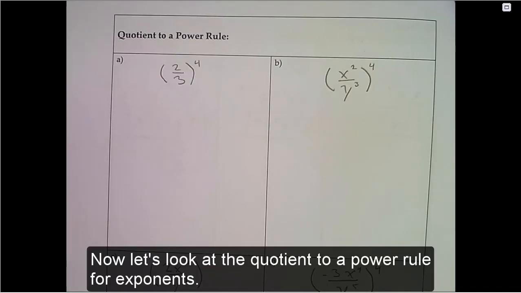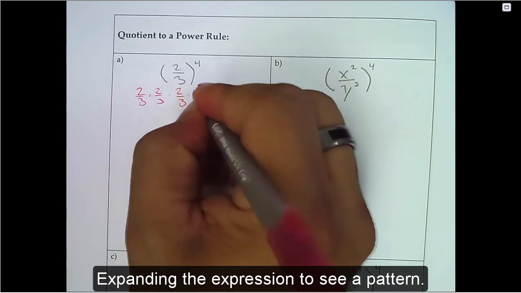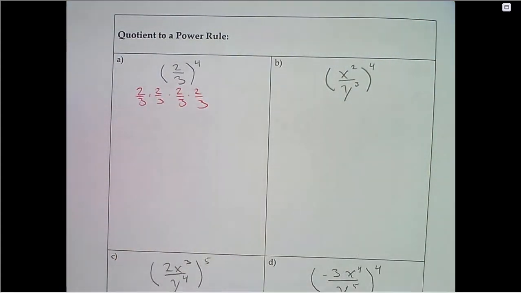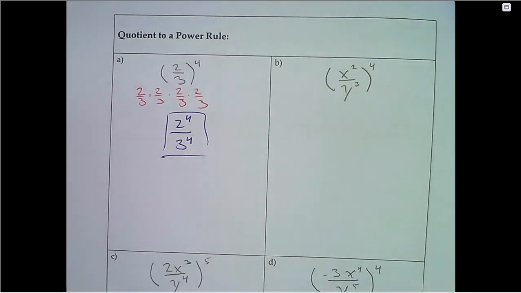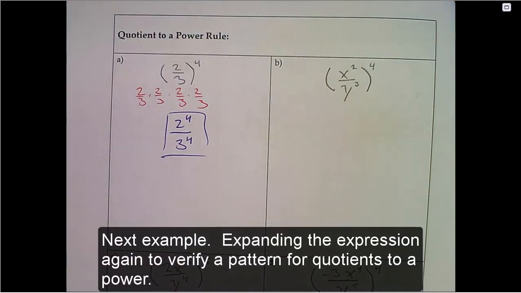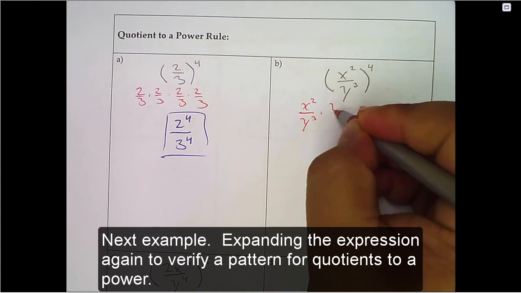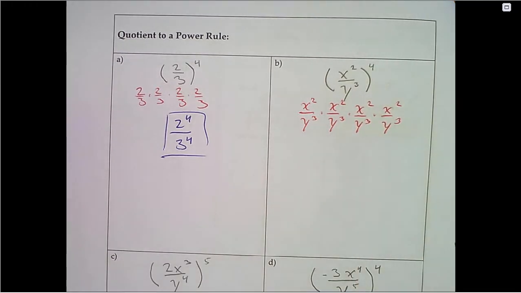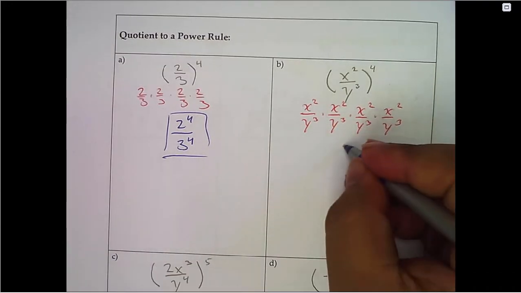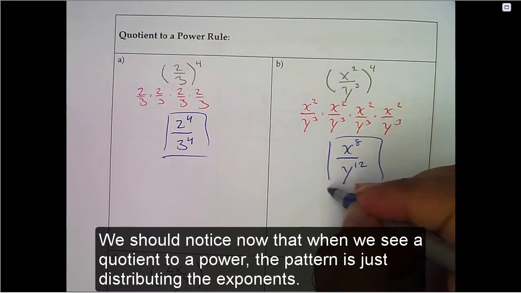Now let's look at the quotient to a power rule for exponents. Expanding the expression to see a pattern. Then simplifying the expression. Next example, expanding the expression again to verify a pattern for quotients to a power. Simplifying the expression. We should notice now that when we see a quotient to a power, the pattern is just distributing the exponents.